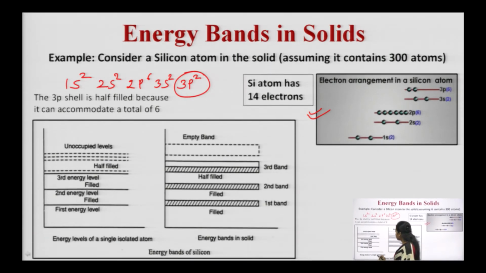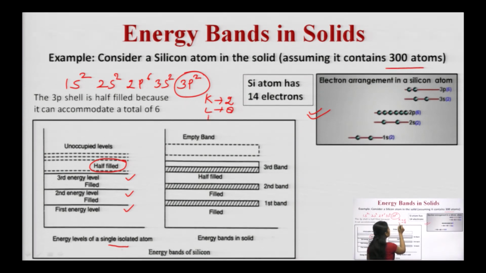See, the energy level of a single isolated atom: first energy level, second energy level, third energy level, and the third energy level is half filled, and after this there are unoccupied states. But now when we have taken 300 atoms, this is just an example I have taken. If there are 300 silicon atoms, in the overall arrangement, in the K shell how many electrons would there be? 2. In L a total of 8 electrons, in M it would have 4 electrons.